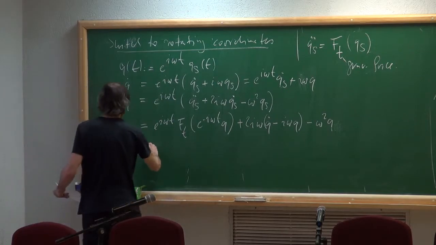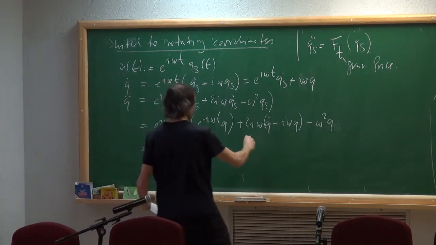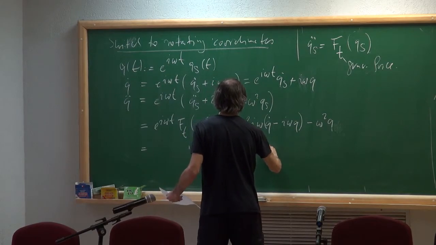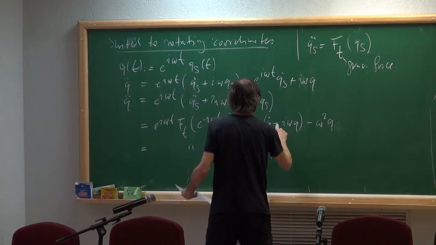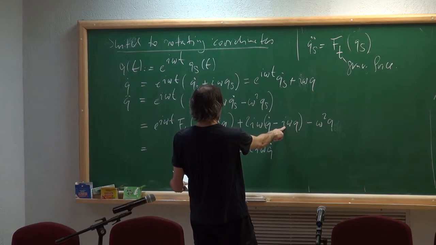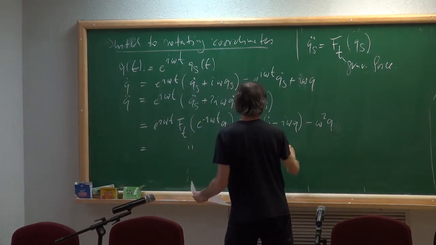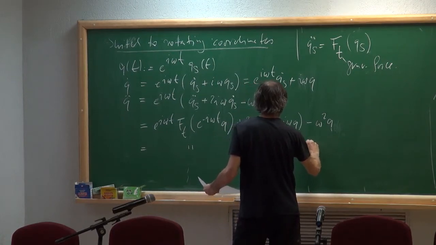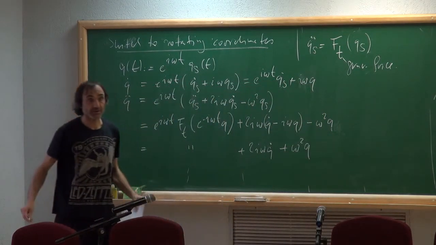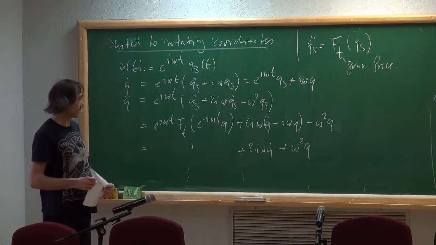So the first term just remains. Then we have plus 2i omega q dot. And then we have plus omega squared q, the minus sign goes away and we get a plus sign.